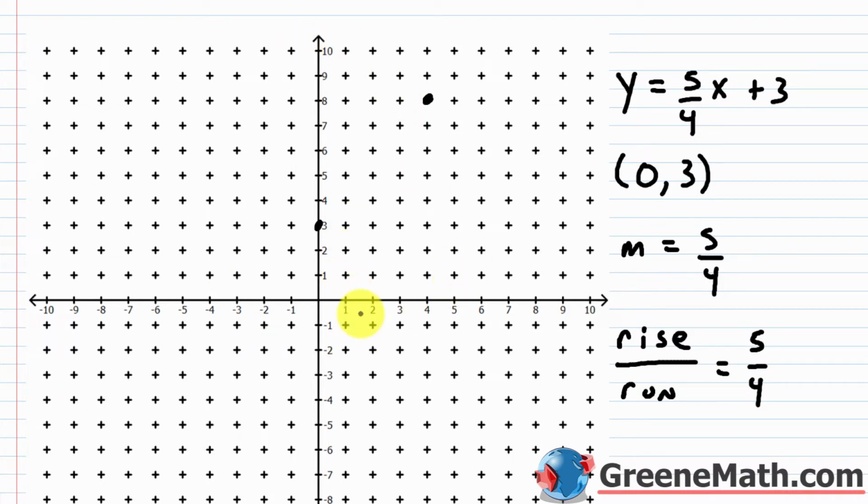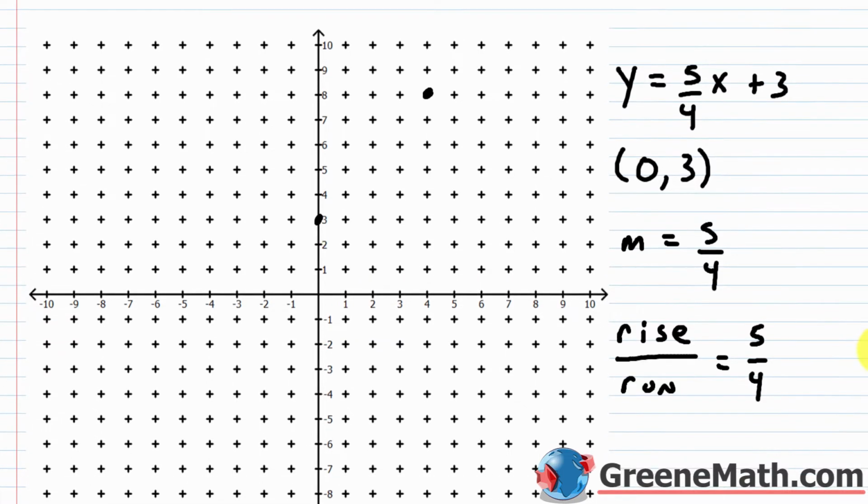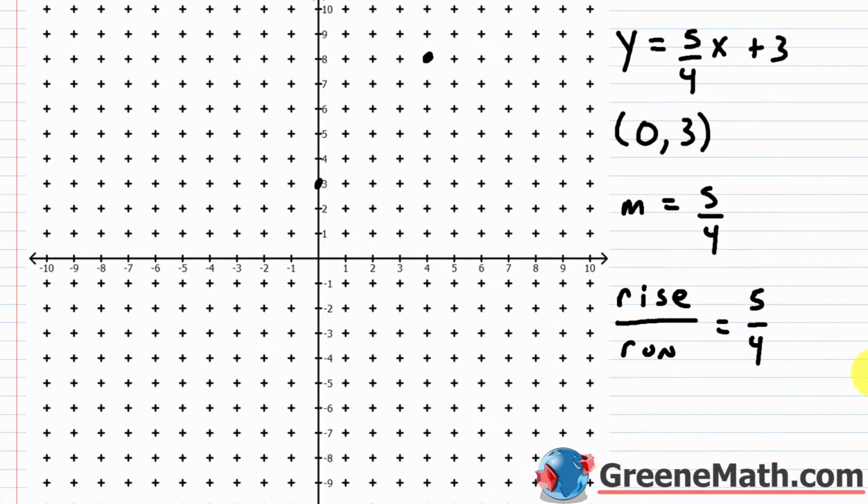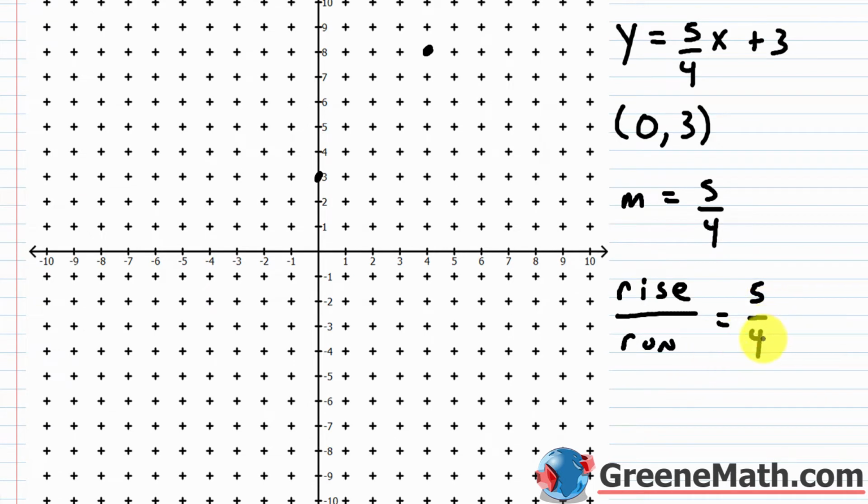So what I want to do is use a little trick. And you'll probably have to do this depending on the scale of what you're using to create your graph. But 5/4, realize with fractions, I can write this as negative 5 over negative 4. Negative over negative is positive, so the value of that fraction is still positive. And I can use that trick to start here, and I can say, well, the rise is negative 5.